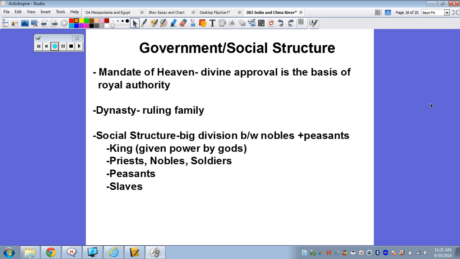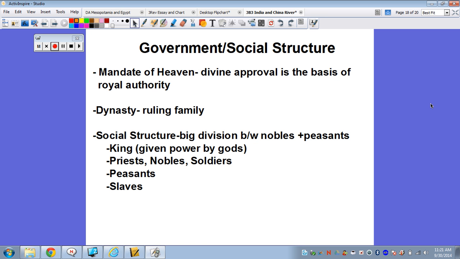And the dynasty usually has the mandate of heaven, which is divine approval, as the basis for royal authority. And what that means is the king or the dynasty, whoever the head of the dynasty is, he gets his power from the gods. The common people see the ruling king as an instrument of the gods, and they think that because he's the king, he has the approval of the gods.